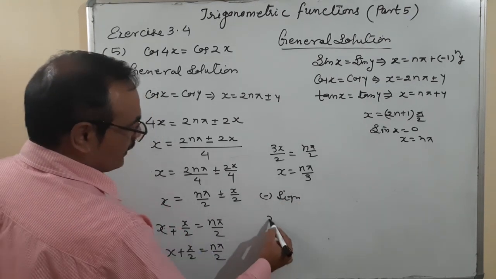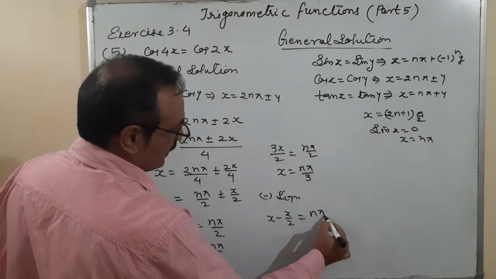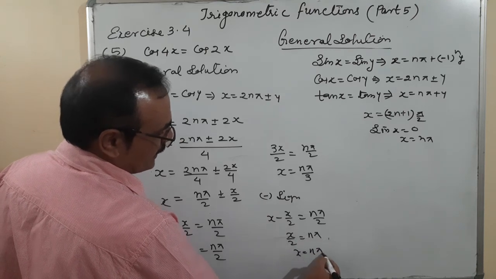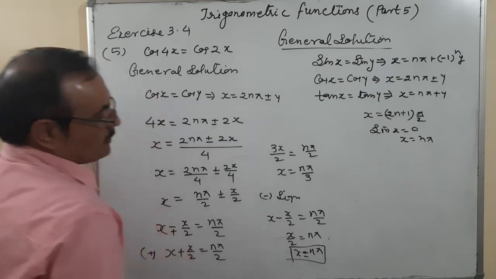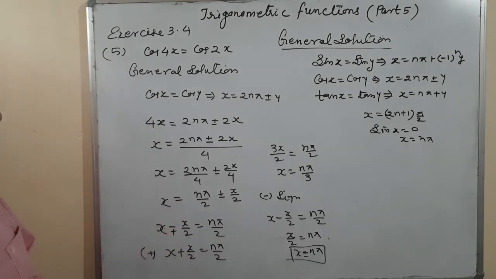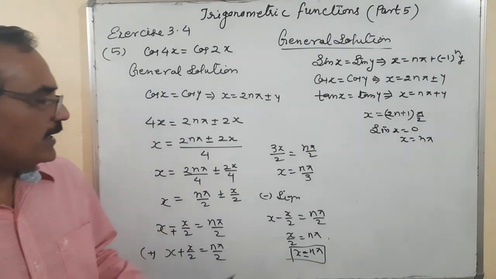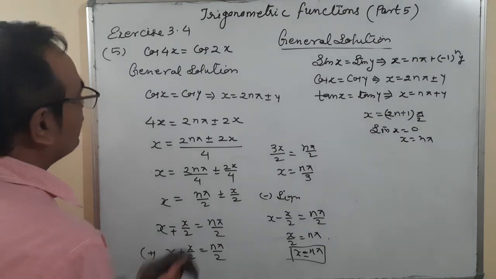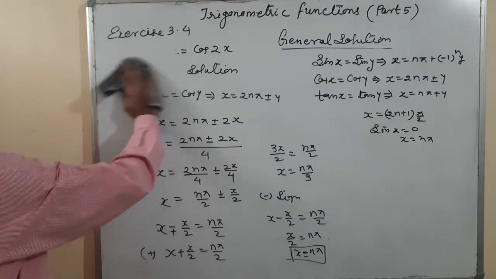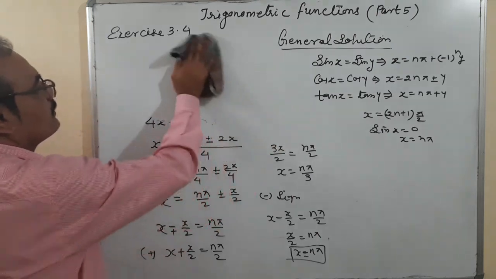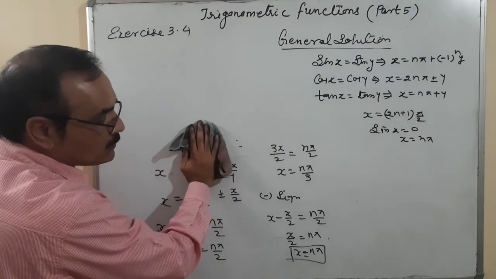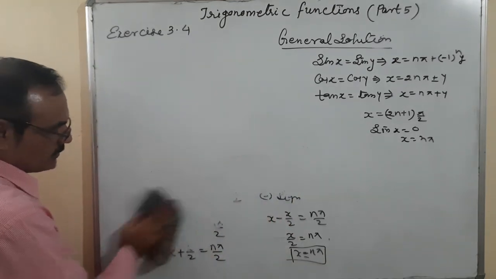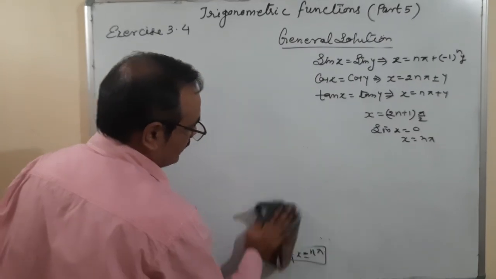For minus sign, x minus x by 2 is equal to n pi by 2. x minus x by 2, it is x by 2 is equal to n pi by 2. 2 cancels, it is x equal to n pi. Okay. So one is x is equal to n pi by 3 and second is x is equal to n pi. Or we can combine them also. By the way, there are two values, n pi by 3 and n pi. We can use another way also, like cos 4x minus cos 2x is equal to 0, and then use the formula cos c minus cos d and find the values. Okay.